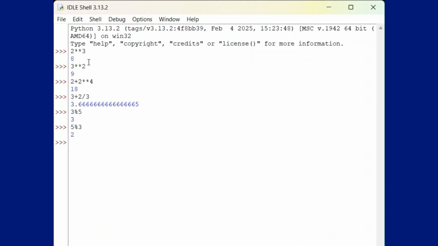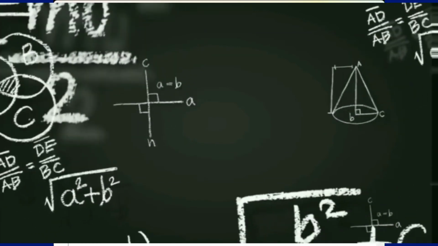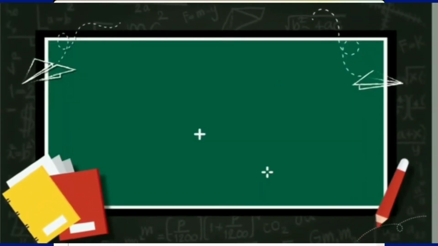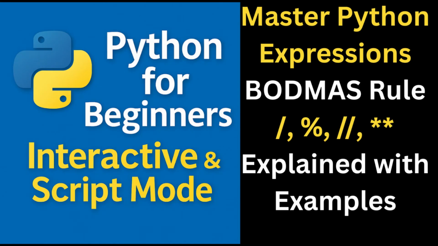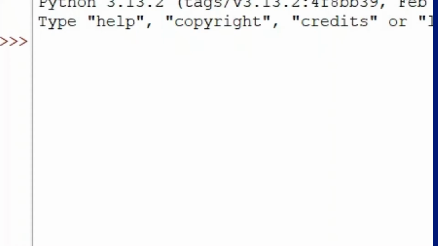So, before we jump into the core Python theory, like what is Python, its features, variables, and data types, let's first clear up the confusion around how Python handles math operations using the BODMAS rule. Let's begin with a few examples to make things crystal clear. Now we are going to explore Python math expressions in a simple and clear way, so you can solve any problem with confidence. Don't just watch. Grab your notebook and pen and start writing with me.